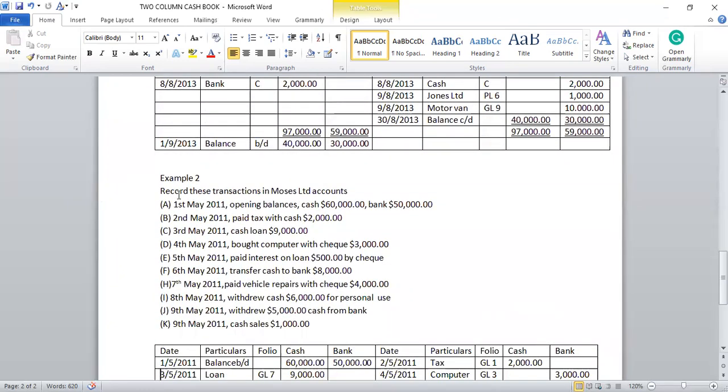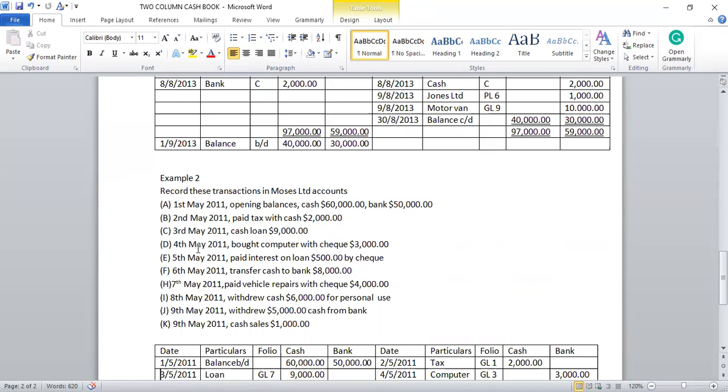Example 2, record the transactions in Moses Limited accounts. A, 1st May 2011, opening balances, cash $60,000, bank $50,000. B, 2nd May 2011, pay tax with cash $2,000. C, 3rd May 2011, cash loan $9,000.